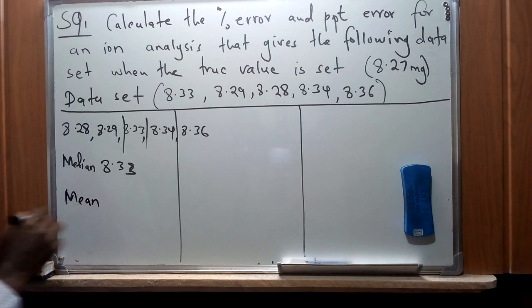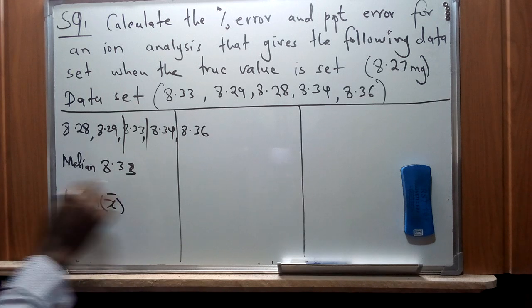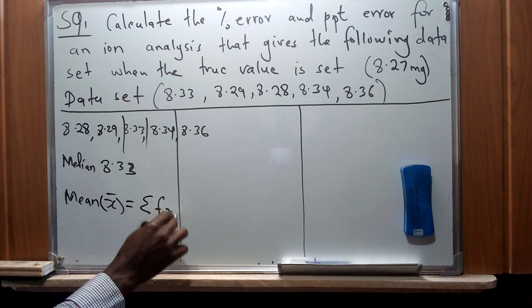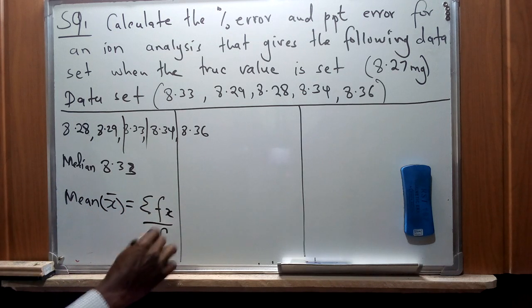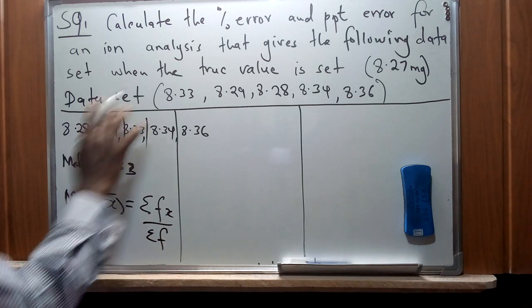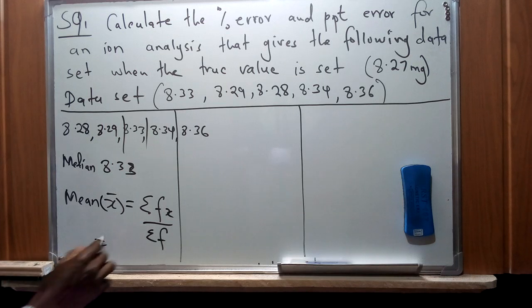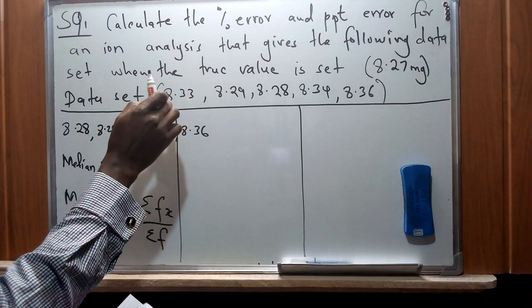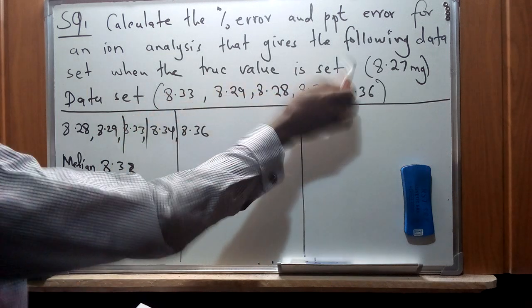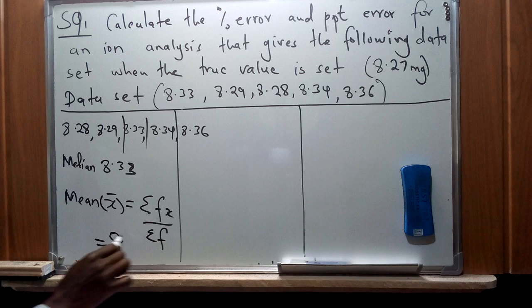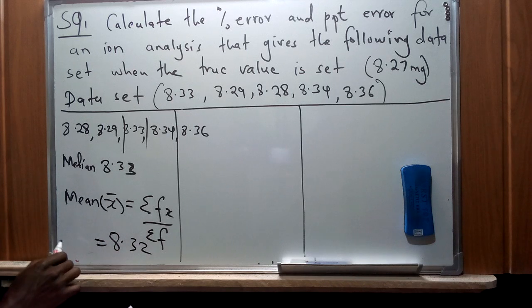And from the concept that we have learned in some of our videos about how we can derive a mean, mean is the summation of all the figures divided by the summation of frequency. So for the range of data that we have been given, the mean is a summation of all these figures divided by the frequency, which is of course 1, 2, 3, 4, 5, divided by 5. If we do a calculation, this gives us 8.32. Therefore, this is going to give us the mean.